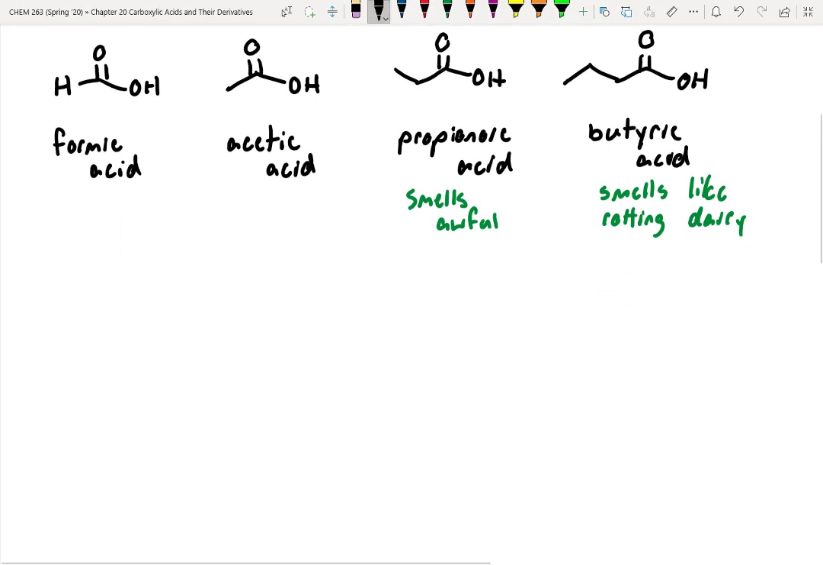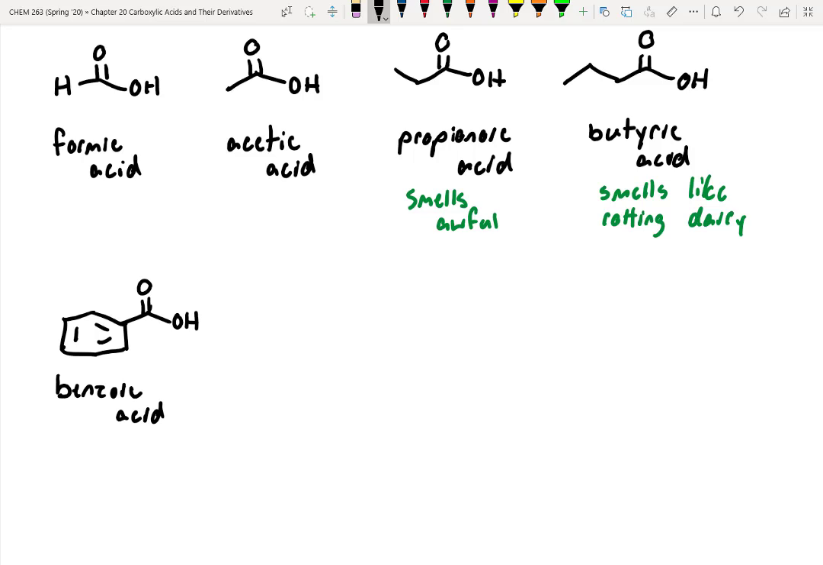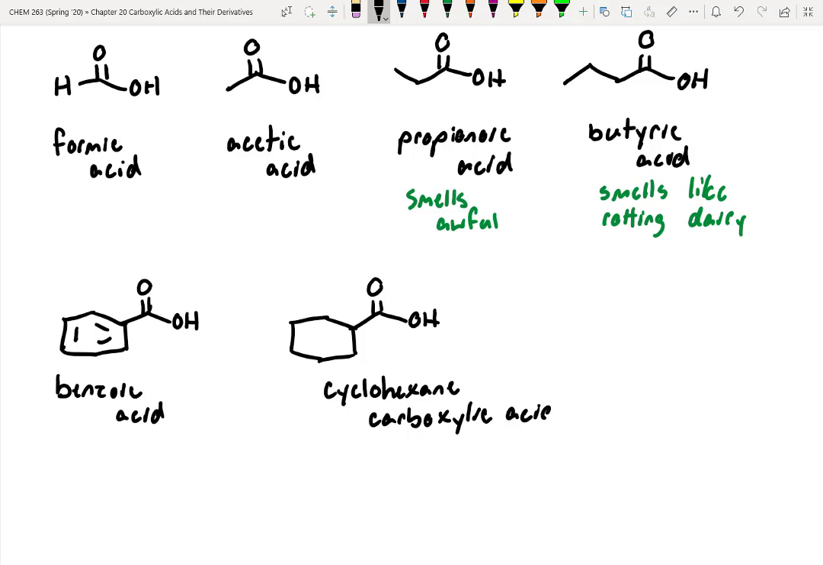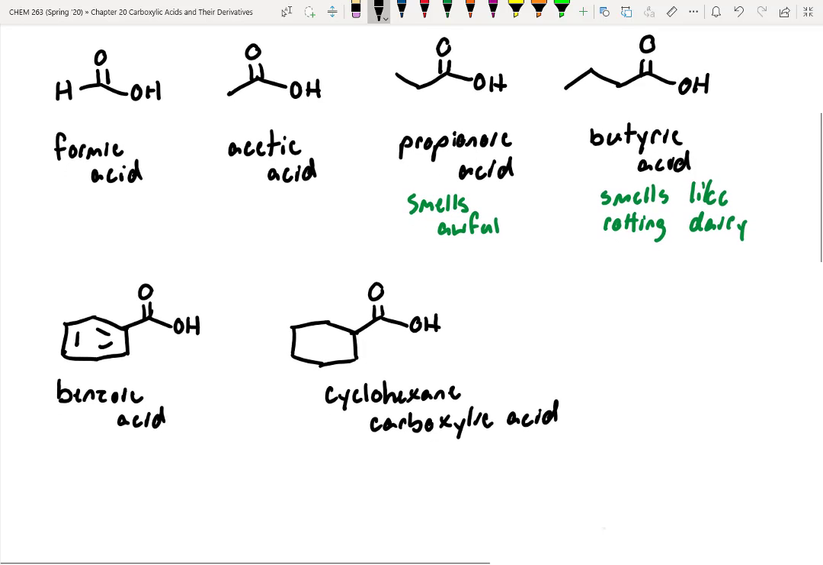All right. There's a few more. One we've seen previously. This is called benzoic acid, where it's attached to an aromatic ring. And benzoic acid is pretty common. In fact, we made that in one of our lab videos. The next version just has a cyclohexane, and this is called cyclohexane carboxylic acid. And it's another precursor that's found in organic chemistry.